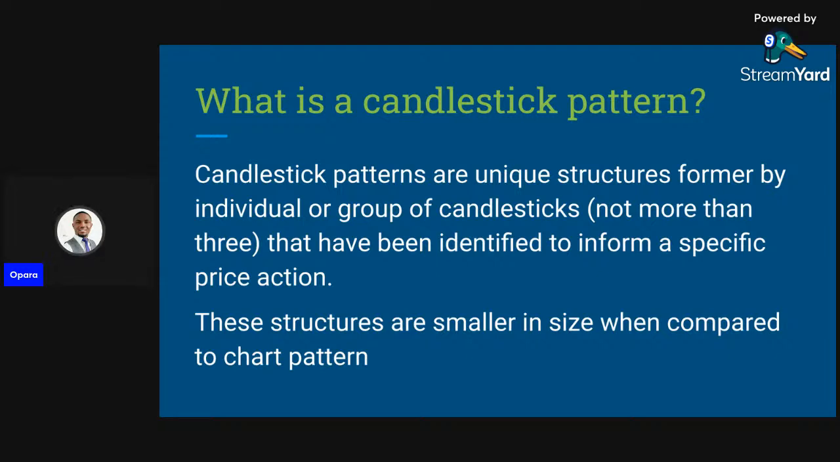Okay, so the moment you see three candles coming together to form a unique pattern, and that pattern can inform the price action of a particular cryptocurrency, that should tell you this is a unique pattern, because it has happened before. Remember, the idea of technical analysis is for you to use what has happened in the past in order to predict what's going to happen in the future.